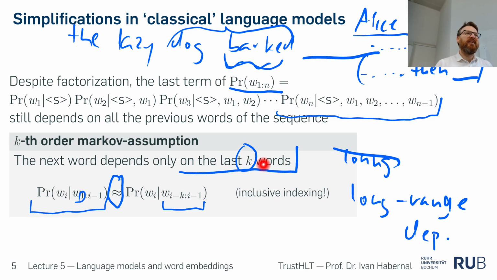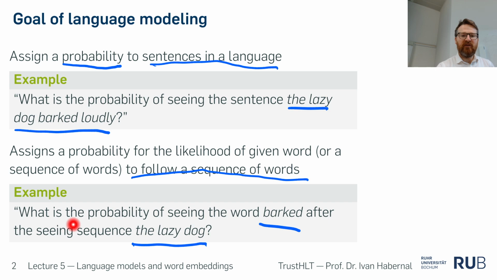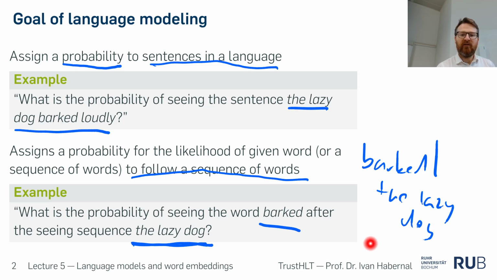What's the problem actually with taking the whole context? So how do we estimate these probabilities in the first place? How do we get these probabilities? How do we know that, for example, the next word after the lazy dog is barked, so barked given the lazy dog equals something like 0.0022? Where do we get these probabilities? How do we learn them? Any idea? How can we learn these probabilities?